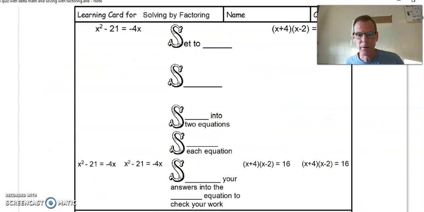I'm going to do a separate little video to fill out this learning card, or actually, if you want to take a look at the filled out version of it, it shows two different examples. That would be fantastic. I think I'm going to leave it at that.